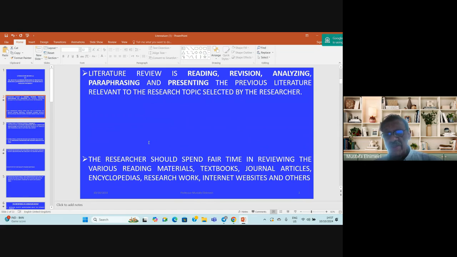Literature review is defined as reading, revision, analyzing, paraphrasing, and presenting the previous literature relevant to the research topic selected by the researcher or the investigator. In other words, it is a process rather than a simple reviewing of the different sources of literature, whether textbook or encyclopedia or whatever else.